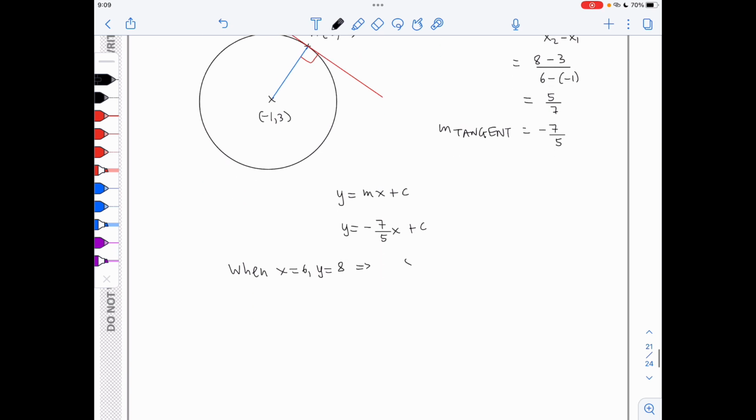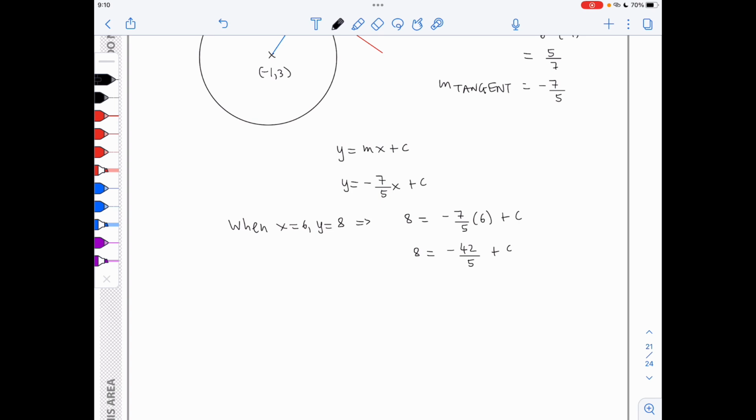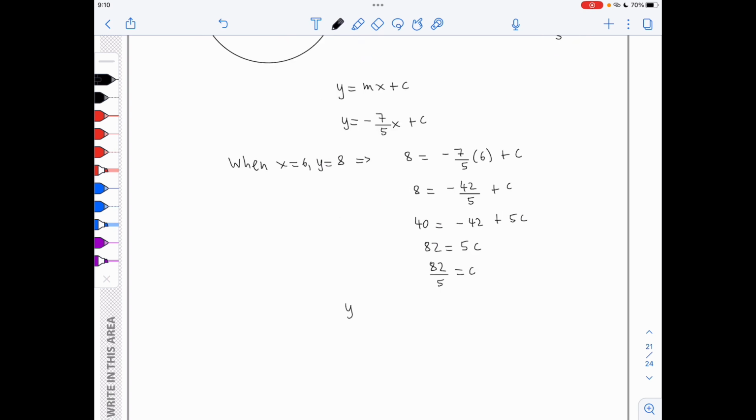So 8 is minus 7 over 5 times 6 plus c. So 8 is minus 42 over 5 plus c. I will multiply everything by 5 to get 40 is minus 42 plus 5c. So 82 is 5c, which means that 82 over 5 is the value of c. Now go back to the equation of the straight line. y is minus 7 over 5x plus 82 over 5.